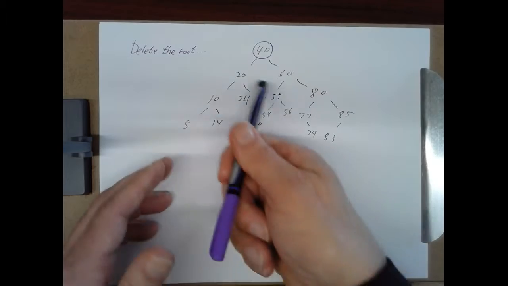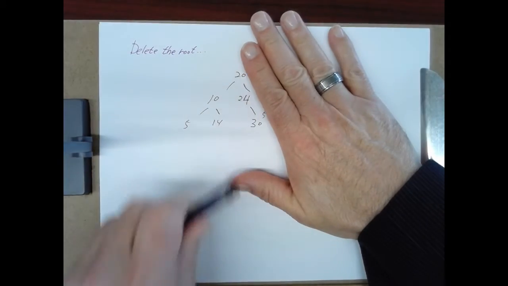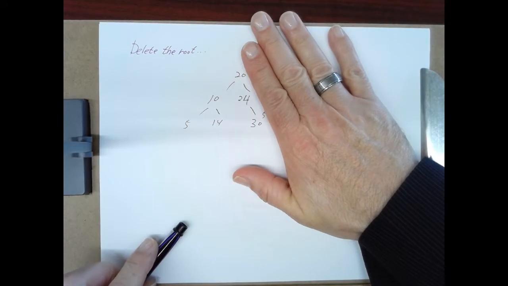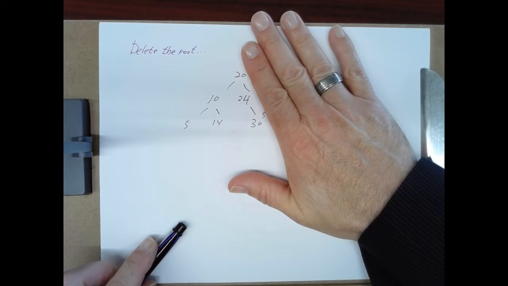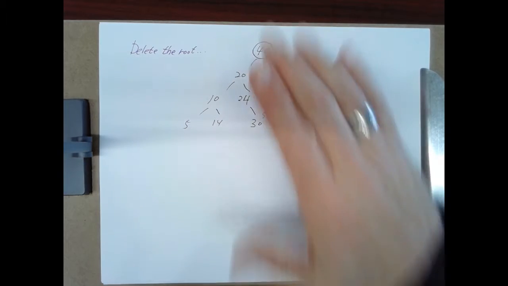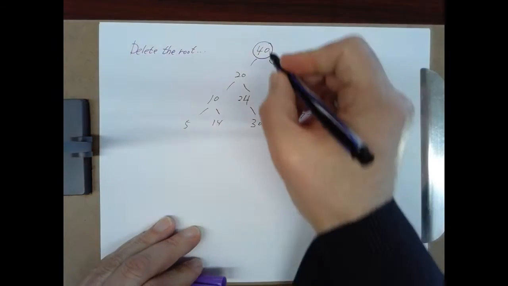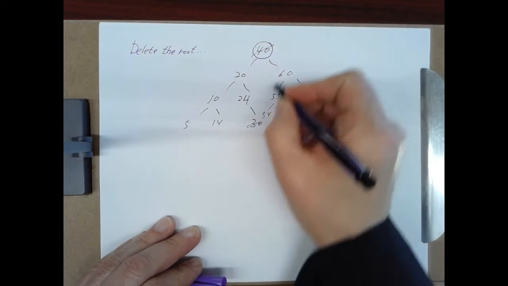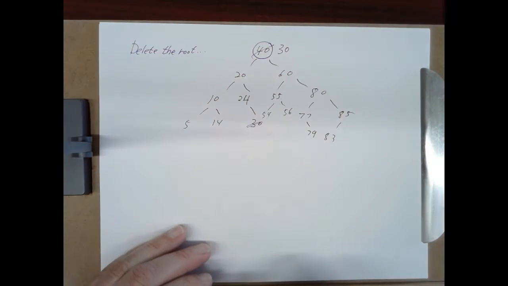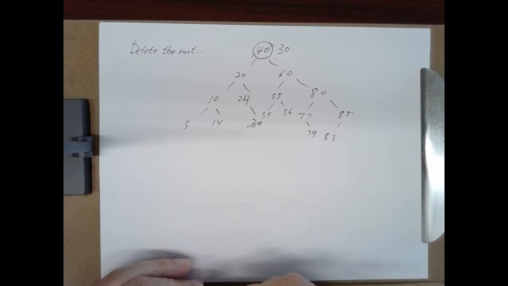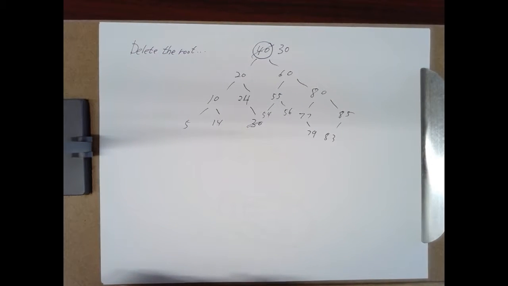Let's take the left subtree, which is just all of this. And what's the largest node in that tree? It's a 30. So to delete the 40, what we're going to do is remove the 30 and put that up at the root. And now 24 is going to point to null. And that's still a binary search tree. It still has the same order, but the 40 is gone.